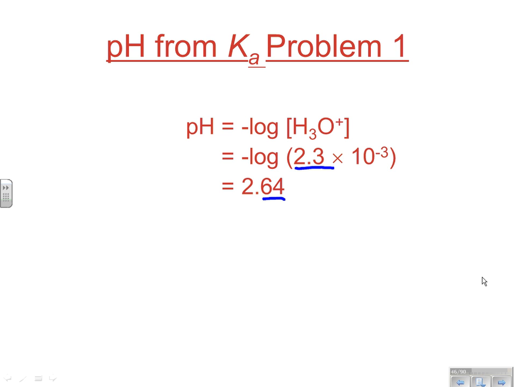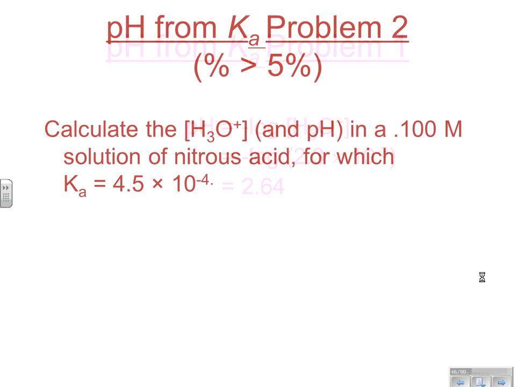So if they're giving the Ka value, you're going to do an icebox problem to determine your H3O plus concentration and then use that to get your pH. Now, let's look at a second problem. As a warning, this is going to be a greater than 5% situation. So this is one where we can't neglect X, but we're still going to try and do it anyway. So calculate the H3O plus concentration and pH in a 0.100 molar solution of nitrous acid, for which the Ka equals 4.5 times 10 to the negative fourth.